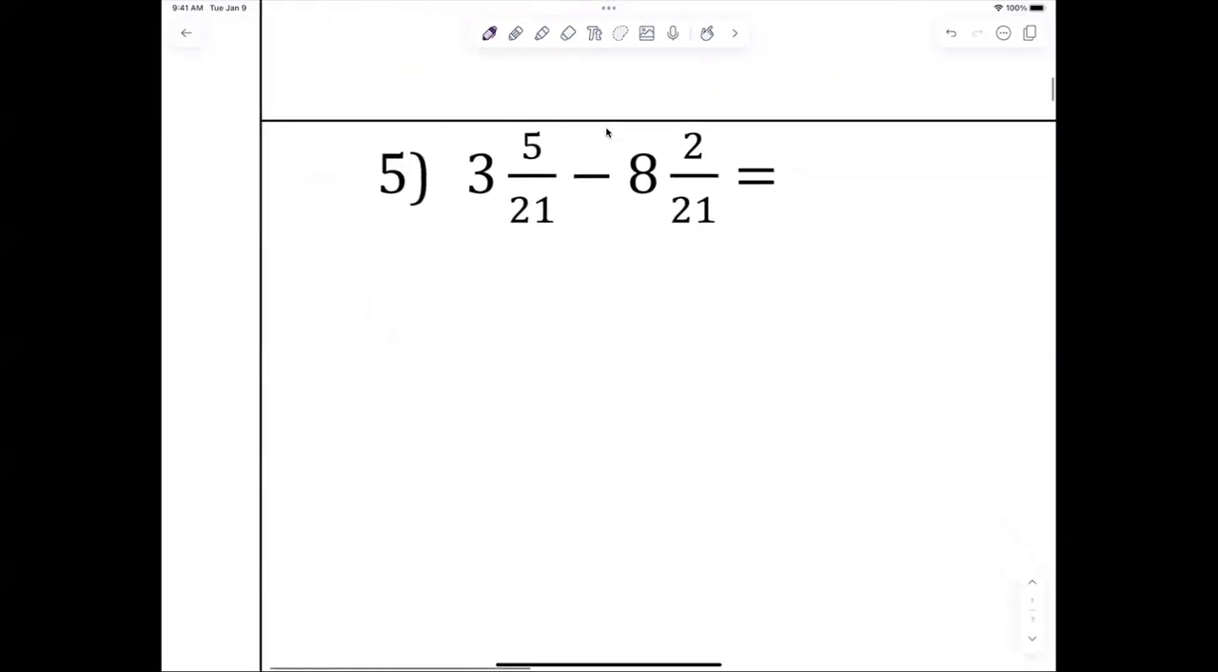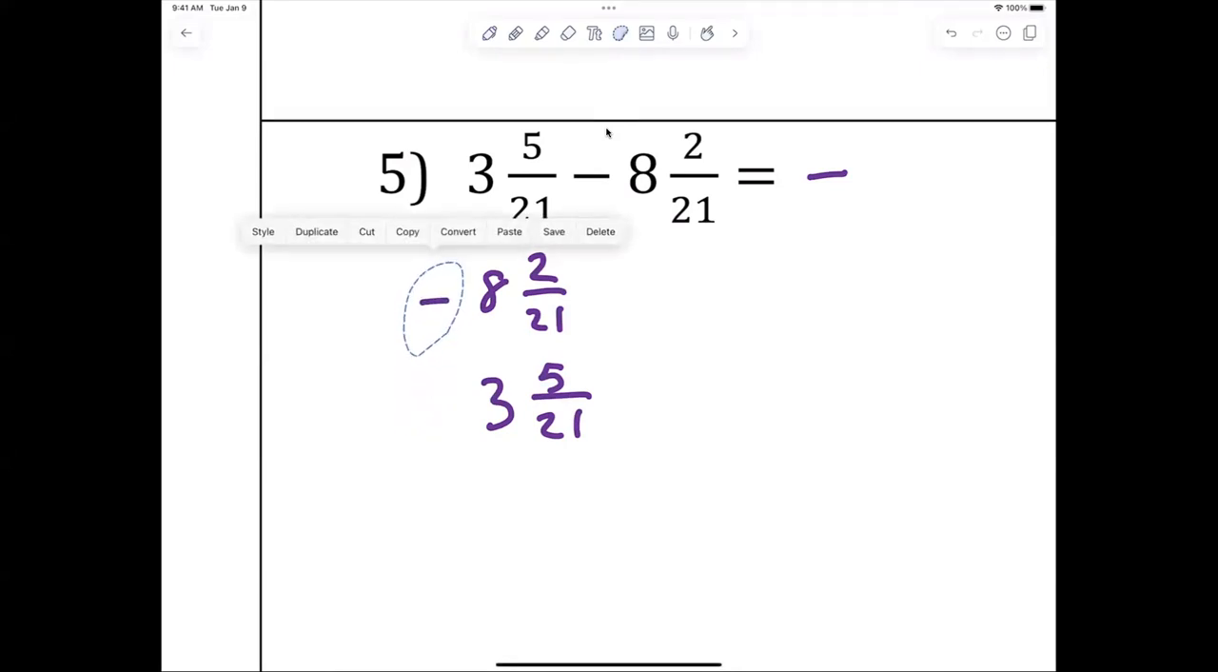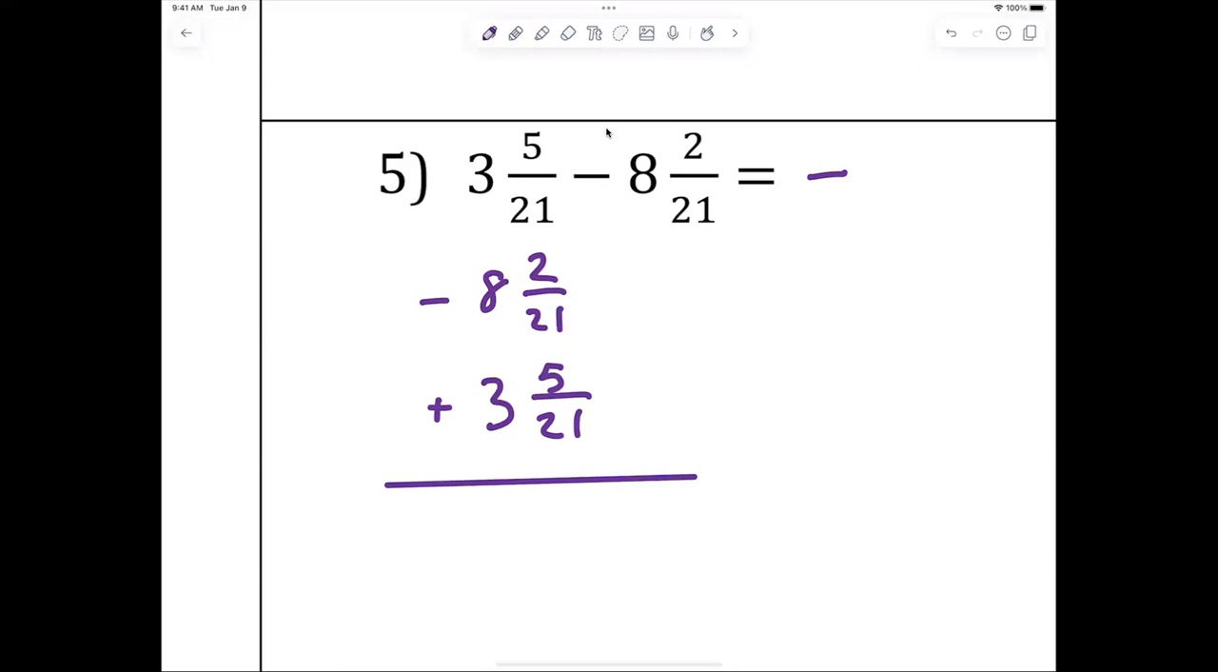Let's look at number 5. Now everyone has a problem with this. First of all, is the answer going to be positive or negative? We definitely know it's negative because there's more negatives. Do we agree with that? Now, which number's bigger, the 8 or the 3? The 8. So when I rewrite this, I want to do 8 and 2 over 21 minus 3 and 5 over 21. Now, technically, look up on the board. The 8 is the one that's negative. And the 3 is the one that's positive. Now, if I have a positive and negative, I always do what to the numbers? Subtract them. That is correct.